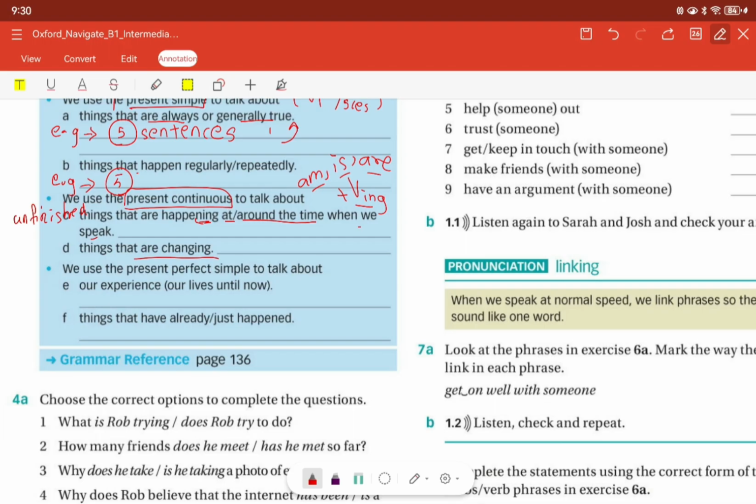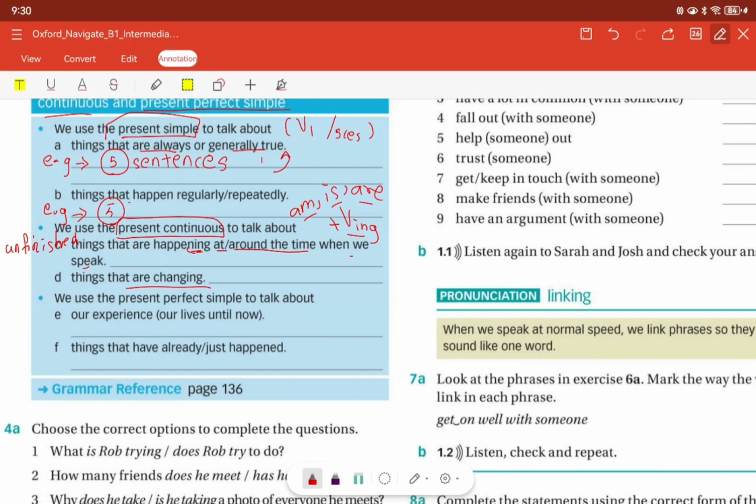You can also use it for things that are changing. For example, nowadays the number of teenagers using social media is growing. The number is still growing. The number of people who use social media is still growing, like that. That means they are changing. There are still changes when it comes to the number.